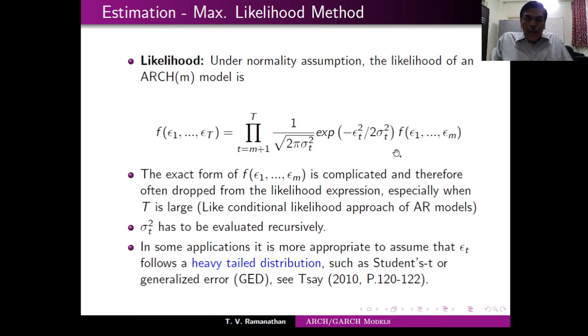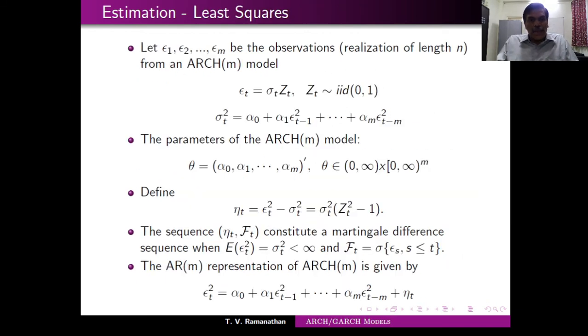The problem is that the exact form of this is very complicated and therefore often dropped, and we consider only the conditional setup, especially when T is large. T is the total number of observations, so we only consider the conditional one. Now, this normality assumption is also not very good. Sometimes we want heavy tail distributions, so we may assume a t distribution or generalized error distributions, GED. These are some of the distributions that are generally used. One can use much heavier tail distributions in this context as well.